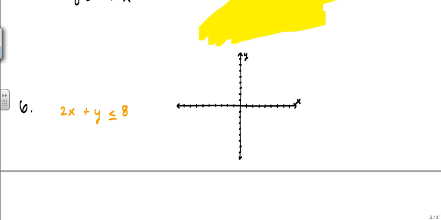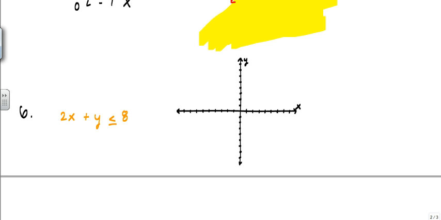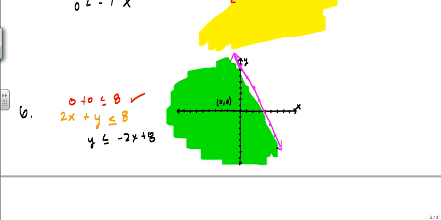All right, so I want you all to give this one a shot. Pause the video right here, graph this one, and then come back in a couple minutes and watch it and see if you've got your answer correct.